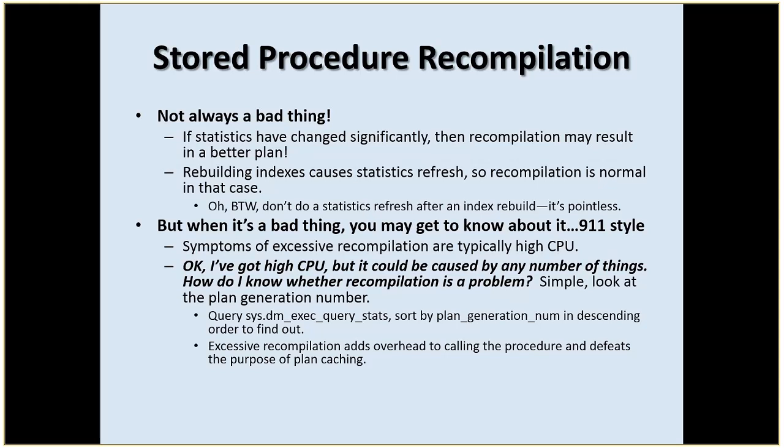And when it's a bad thing, you may get to know about it 911 style. So the symptoms are typically excessive recompiles and high CPU. If you've got high CPU, how do you know it's recompilation? Well, simple. You look at the plan generation number. What I mean by that is you query sys.dm_exec_query_stats and sort by plan_generation_num in descending order to find out.